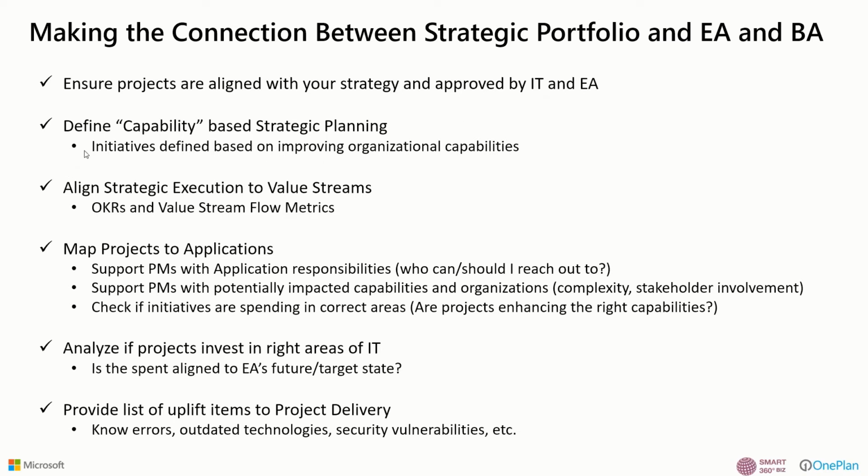Have you defined your strategy in terms of capabilities? There's a concept, and it's not new. It's capability-based strategic planning. Have you assessed your capabilities internally after defining them and determined whether initiatives need to be defined in order to improve those organizational capabilities? Have you gone further and done alignment of your strategy execution value streams? So your OKRs, as defined by your strategy, and your value stream metrics, is there any relationship?